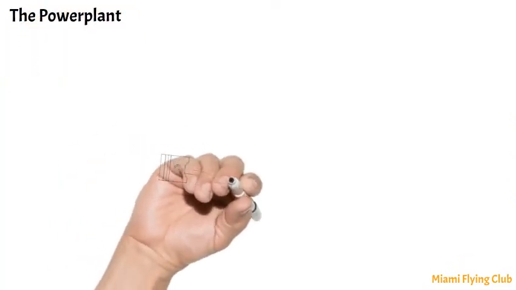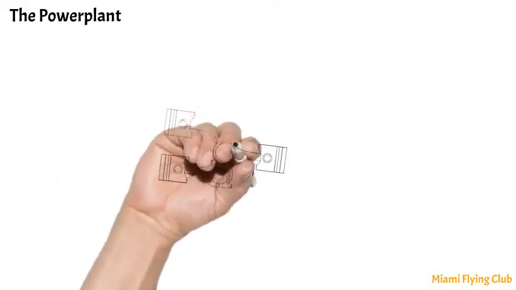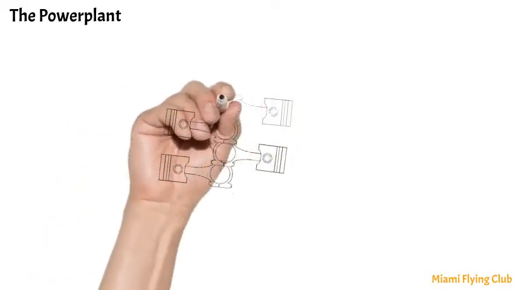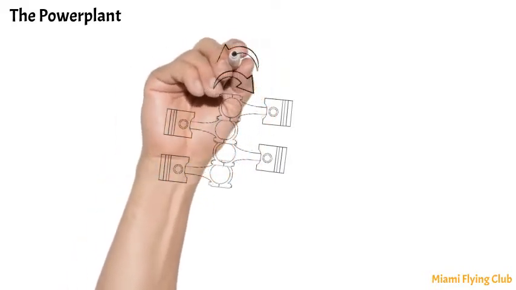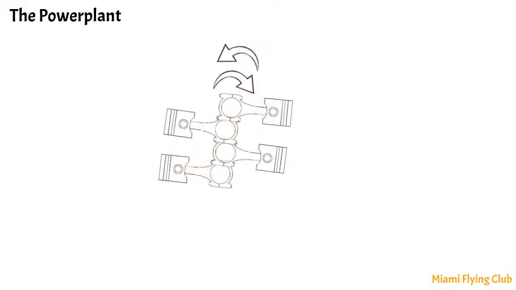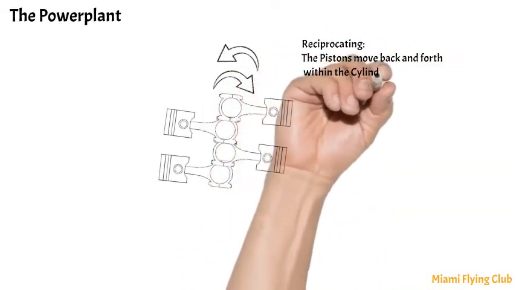The Power Plant. There are 4 types of engine in use on modern airplanes: reciprocating engine, turboprop engine, turbofan engine, and turbojet engine. General aviation airplanes are powered by a horizontally opposed 4 or 6 cylinder, overhead valve, air-cooled, carbureted engine. Reciprocating engine. The pistons move back and forth within the cylinders.